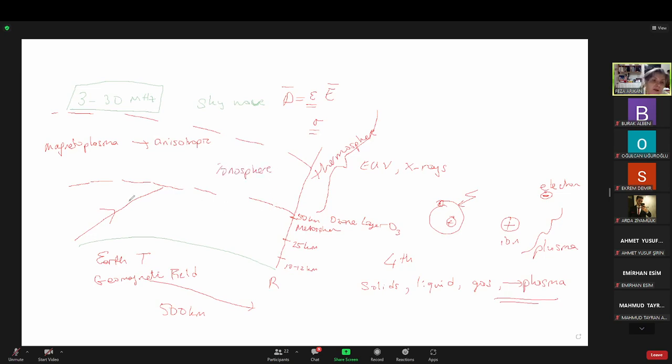The wave that is transmitted into the ionosphere splits into at least two rays. One of them is called the ordinary wave, and the other one is called the extraordinary wave. And these two waves have different k vectors.